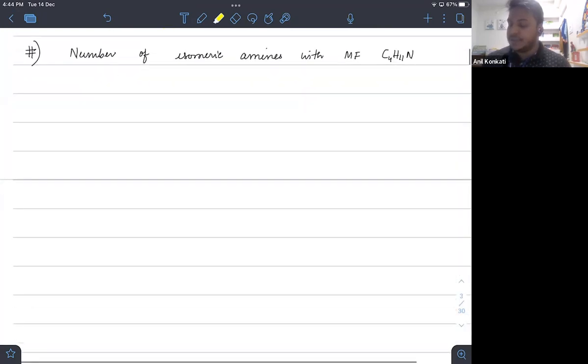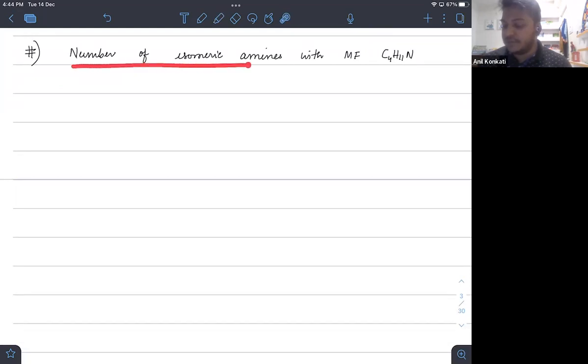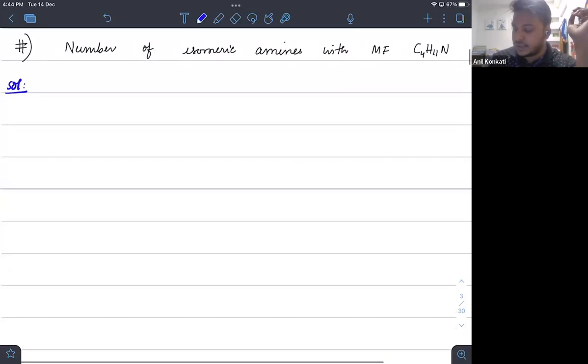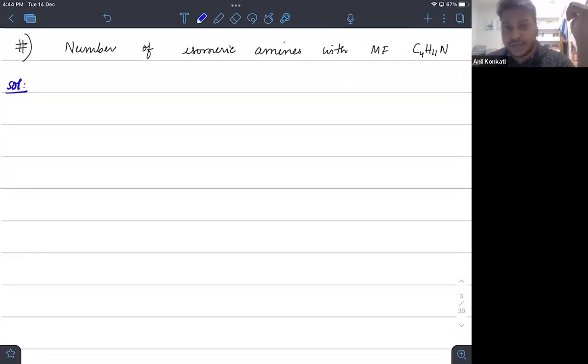Now, coming to the type of questions asked here, one could be to find the number of amines with molecular formula C4H11N. So we need to find out how many isomeric amines we can find with this molecular formula C4H11N. For such questions, look out for how many straight chains you can put.